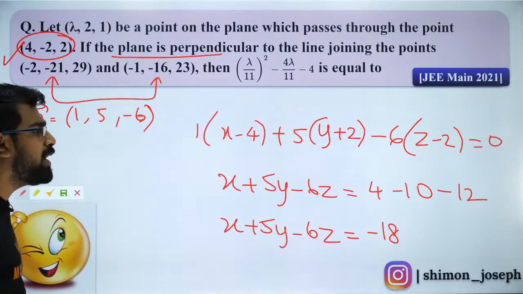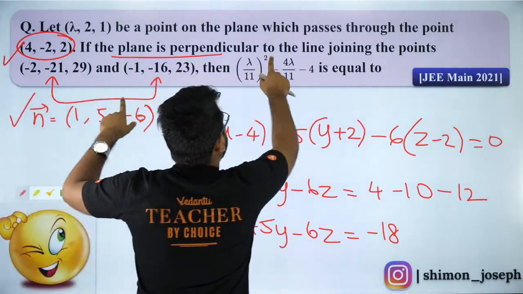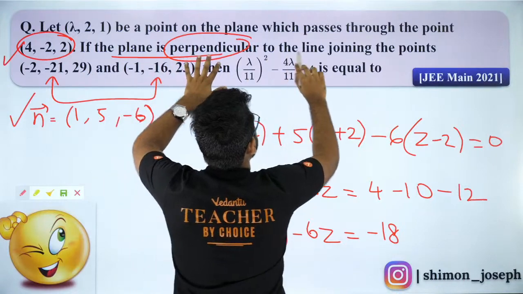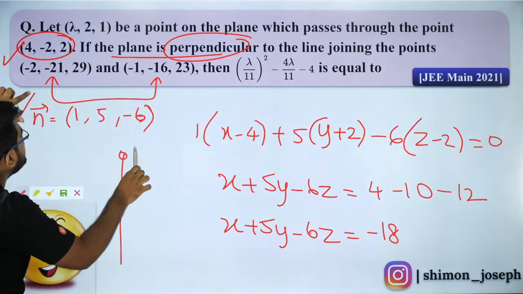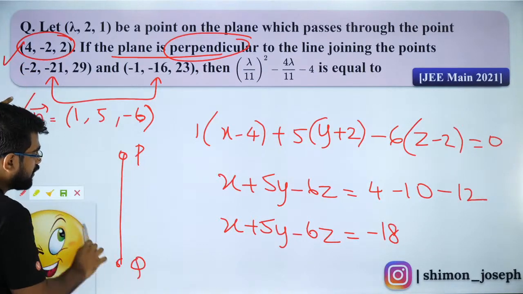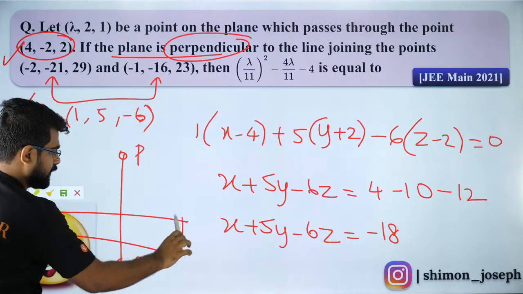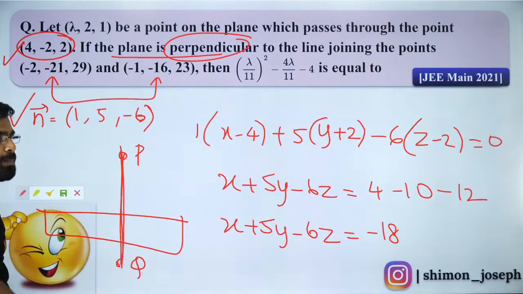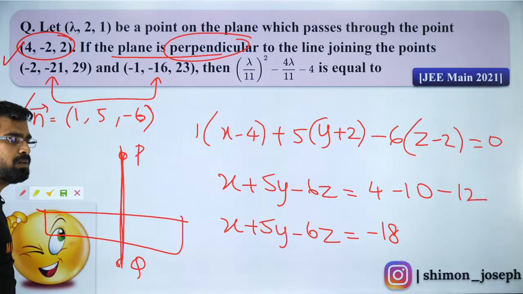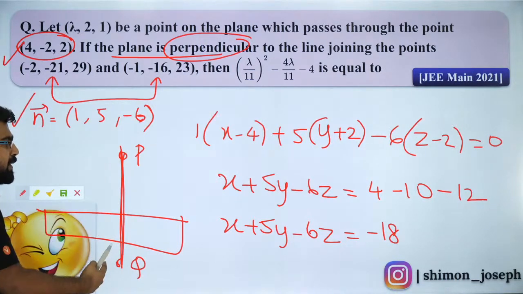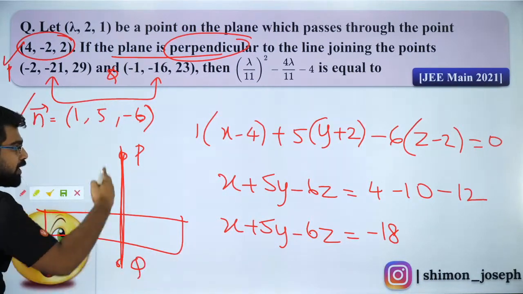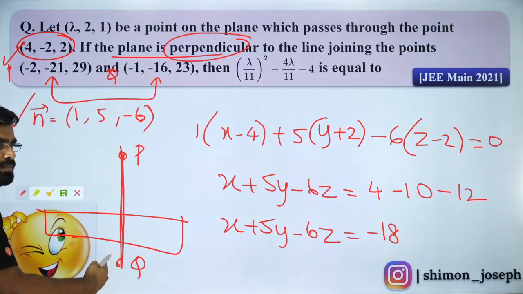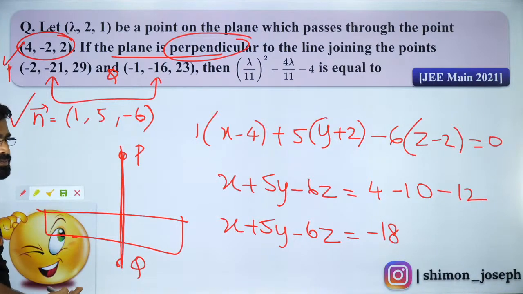How can you say it is normal? Manjunath, the plane is perpendicular to the line joining these 2 points. Let's say this is P, this is Q. Now the plane is perpendicular to this, so that means this is the normal to the plane. Did you understand it now? Nishant, I just explained to you. This is P, this is Q. The plane is perpendicular to the line joining both of them. So obviously PQ is the normal.